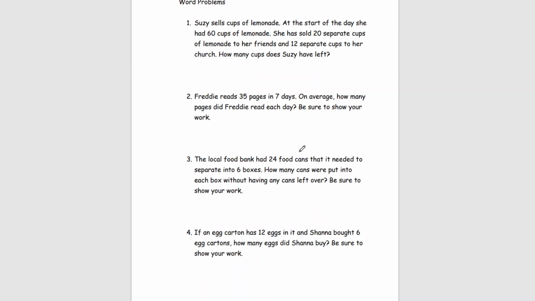Moving on to our word problems. For number 1, we have: Susie sells cups of lemonade. At the start of the day, she had 60 cups of lemonade. She sold 20 separate cups of lemonade to her friends and 12 separate cups to her church. How many cups does Susie have left? So, using our information, we know that she started her day with 60 cups, she sold 20 cups to her friends, and she sold 12 cups to her church. To find our answer, we can do 60 minus 20 minus 12.